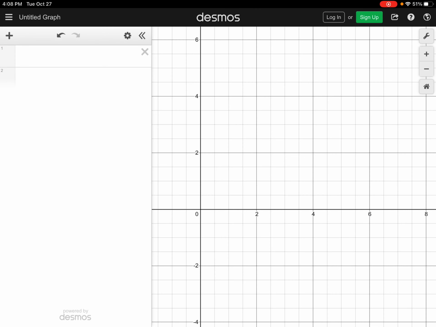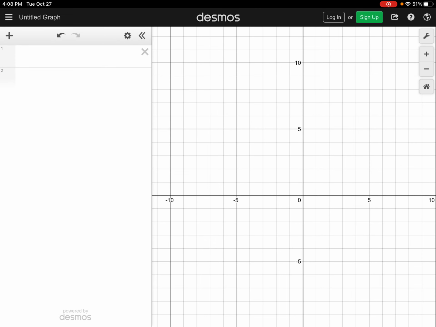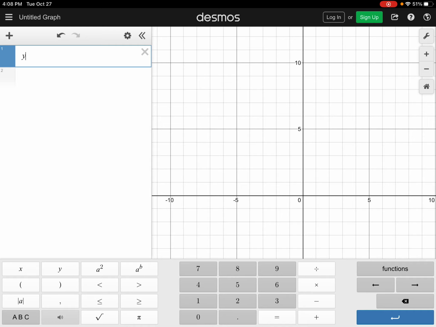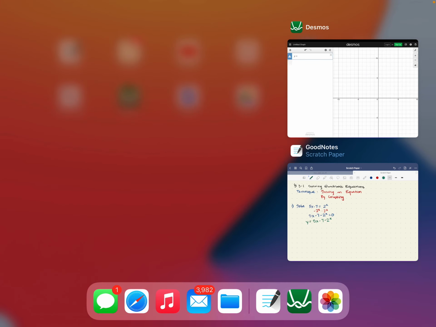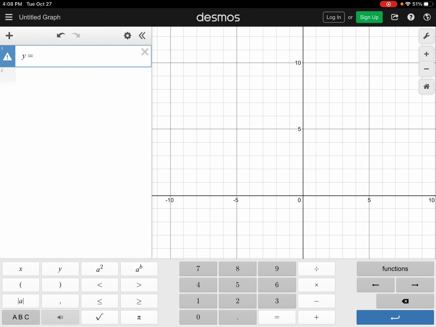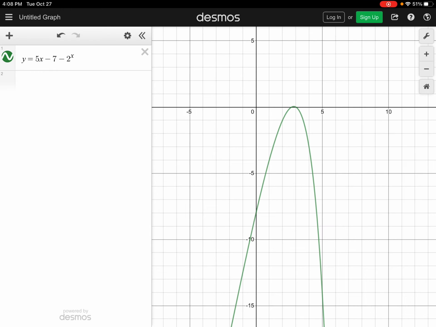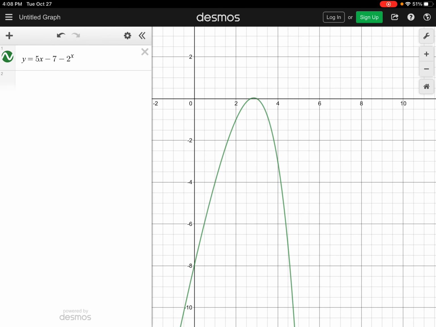So now we go to Desmos and we pop open the graph. All right, so we're going to say y is equal to 5x, let me double check that. Yeah, 5x minus 7, my mistake, 5x minus 7 minus 2 to the power of x. So that's our second step. And you'll notice that we got a graph that kind of looks like a parabola. It's not really, it's less symmetrical, right? That's why it's not a parabola, but we get something that looks like that.